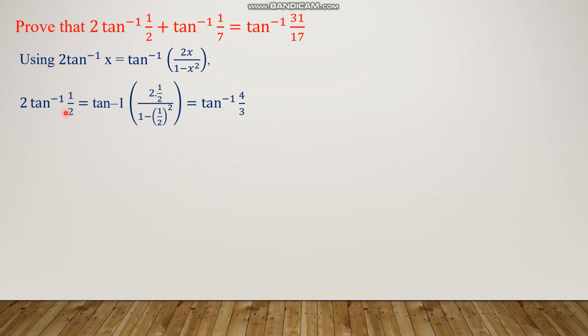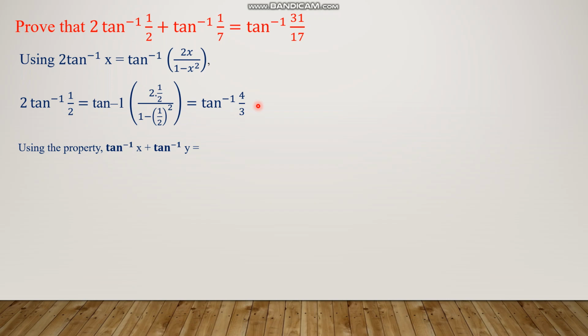Therefore, for 2 tan inverse 1 by 2, in the formula we have to replace x by 1 by 2. Then we get tan inverse of 2 into 1 by 2 divided by 1 minus 1 by 2 whole square. The 2 gets cancelled, we get the numerator as 1, but here it will be 1 by 4. 1 minus 1 by 4 is 3 by 4, and when you take the reciprocal, you get tan inverse of 4 by 3.